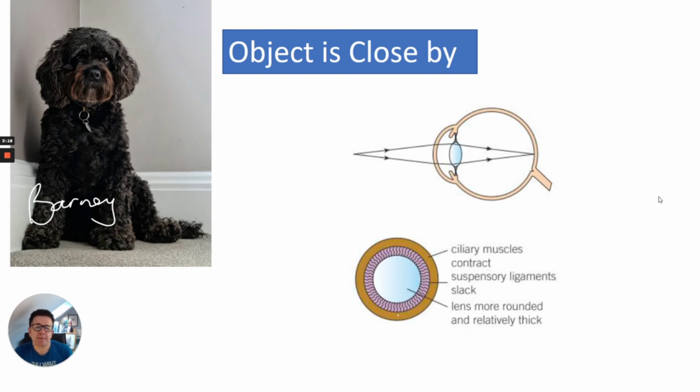So for that to happen, there are several things that occur. So first of all, the ciliary muscles contract, the suspensory ligaments slacken. Try to use the word slacken. They're not a muscle, so they don't contract or relax, they slacken. And then the lens becomes more rounded and relatively thick.